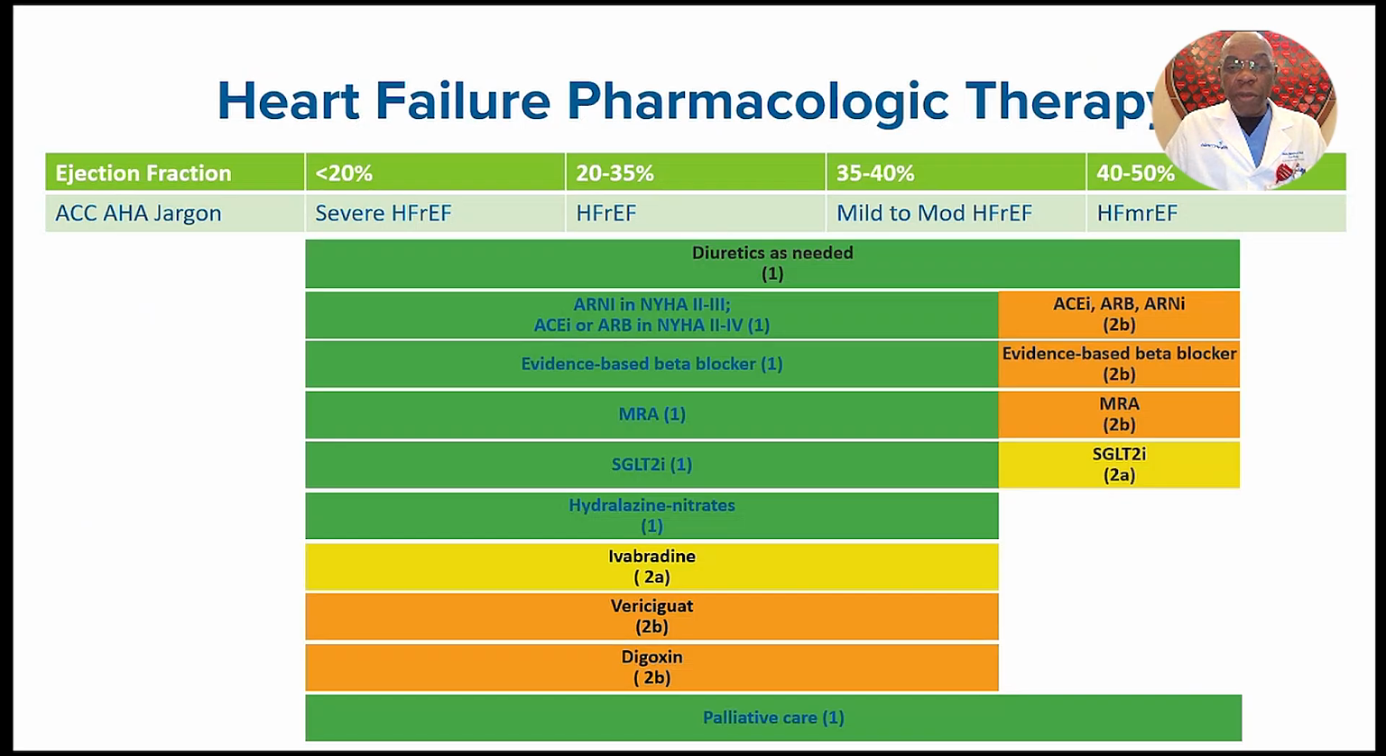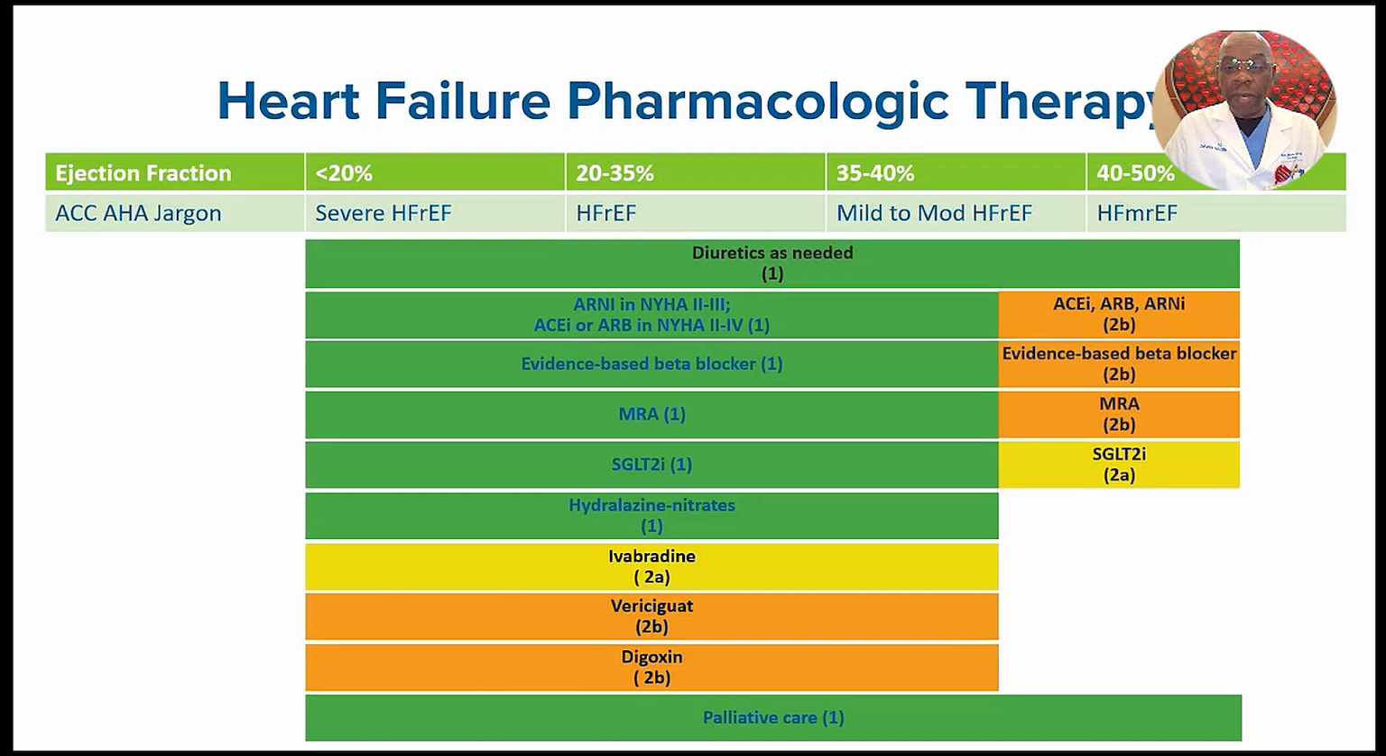The mineralocorticoid inhibitors, or MRAs, are a class 1 indication for patients with ejection fraction less than 40%. But again, they are reasonable to use in patients with ejection fractions greater than 40%. The SGLT2 inhibitors, such as empagliflozin or dapagliflozin, are important additions to the heart failure treatment regimen. These agents are a class 1 indication for ejection fraction less than 40%, but they are reasonable to use in patients with ejection fractions greater than 40%, actually specifically 40 to 50%. Beyond the ejection fraction of 50%, it's not clear what the advantages of this medication are, although data continues to come in this regard.